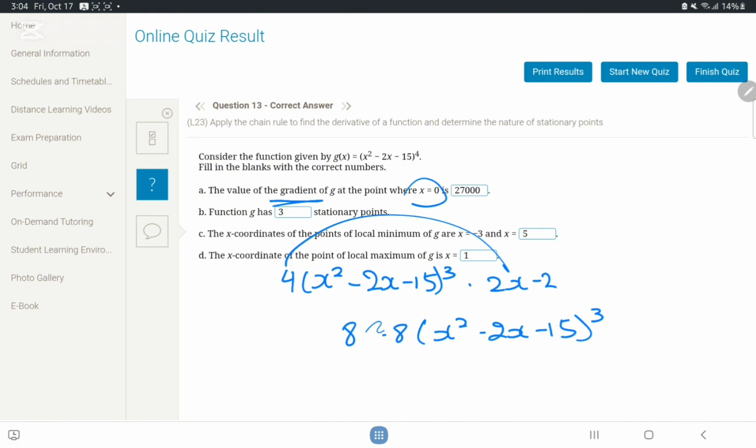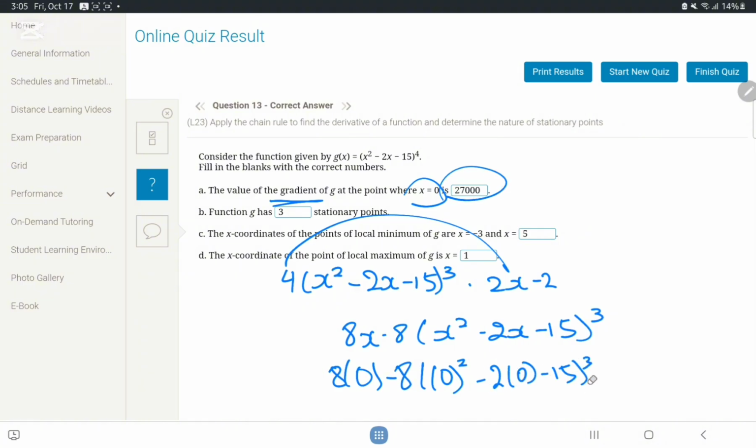Now you start substituting x by 0. So 8, 0 minus 8. You do this on the calculator. 0 squared minus 2 times 0 minus 15 cubed, and you will get 27,000.